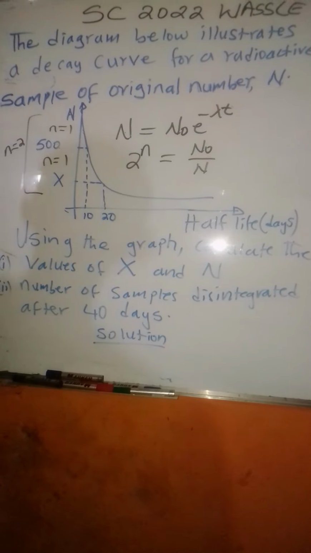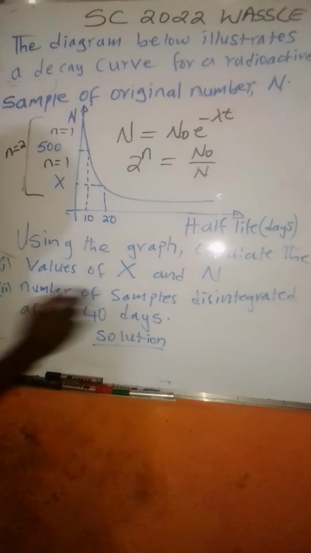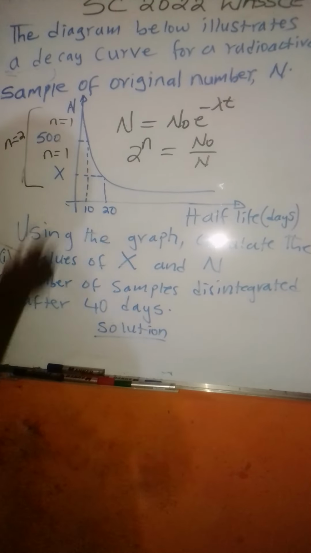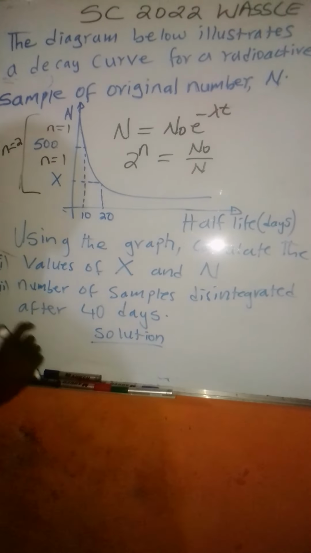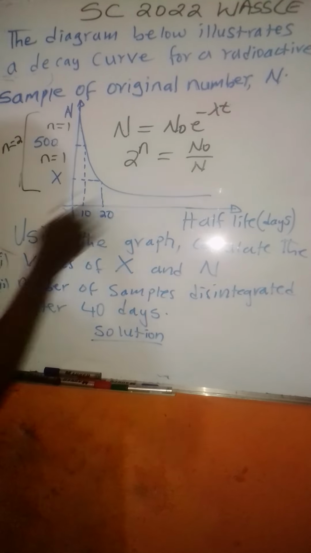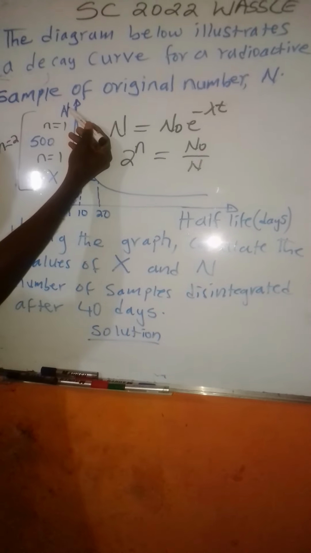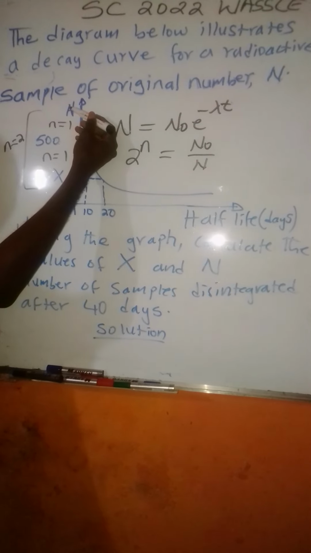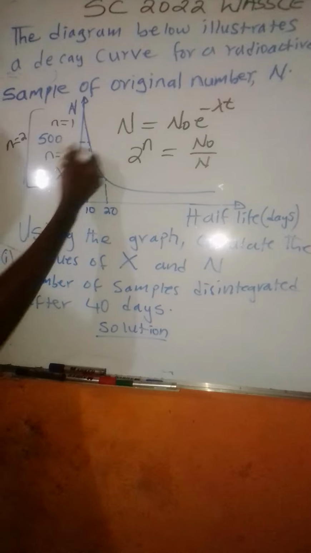So the question here is about using the graph to calculate the values of X and N. How can we use this graph, or this curve, to find X and N? It depends. This is the formula we are going to use. If we consider N as the initial and 500 as the final, then N is going to be the initial and 500 is going to be the final.